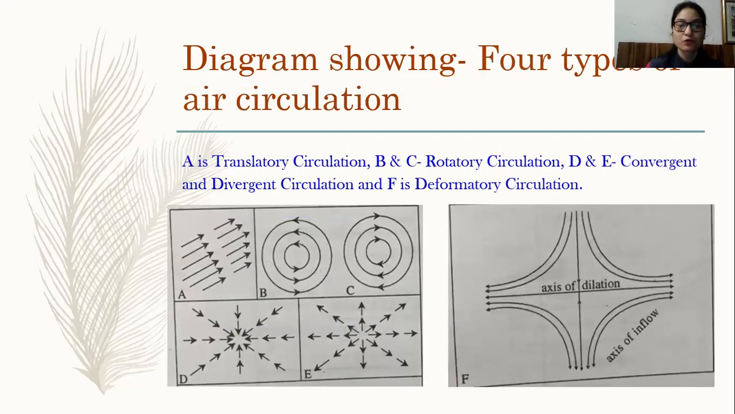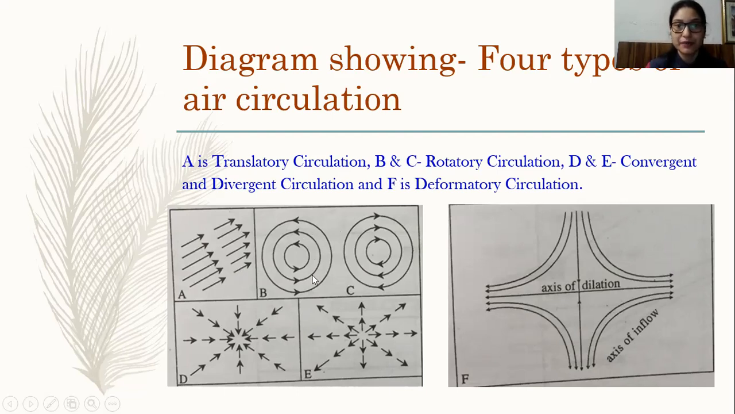Over here, we can see this movement of air in A, that is the first box that you can see, labeled as A. Here, we can see that it is showing translatory circulation. It is denoted by capital letter A over here. That means this is the first type of circulation we are referring to, the translatory circulation. This is the moving of air in one direction, in a horizontal direction.